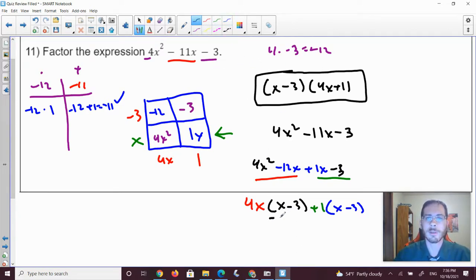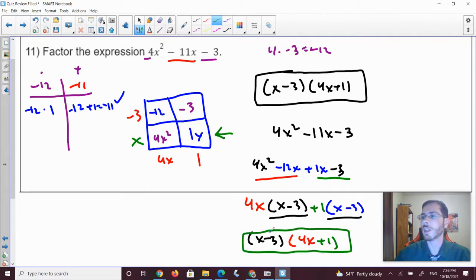Since these x minus 3s are the same, we get x minus 3. And then I take my leftovers and I put my leftovers together: 4x plus 1. So you can see we get the same answer either way. It doesn't matter which way you do it. If you want to double check, again, Desmos will let you double check it.